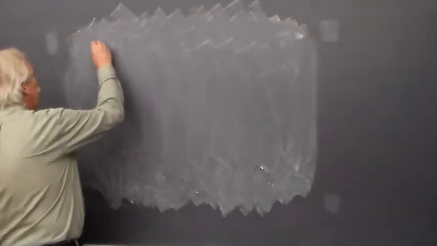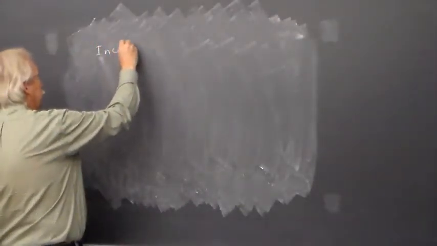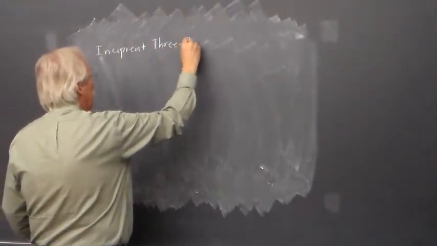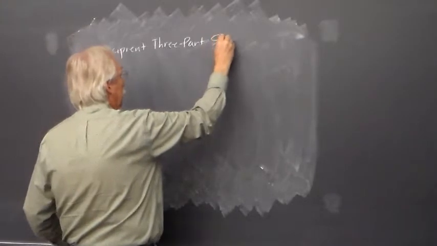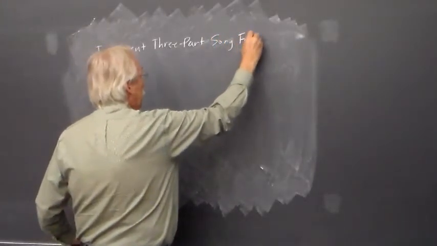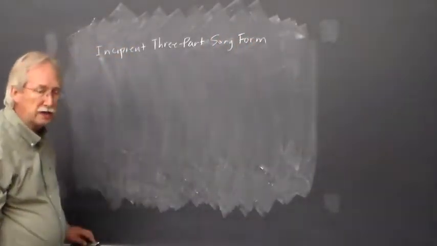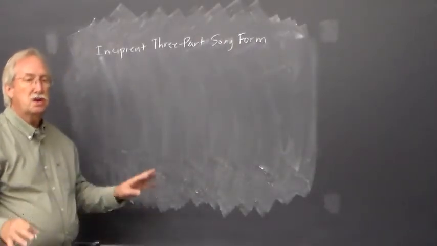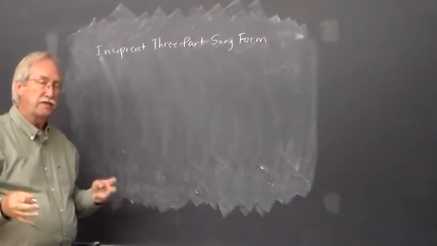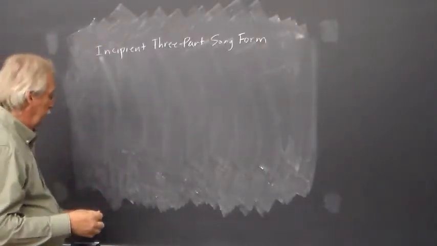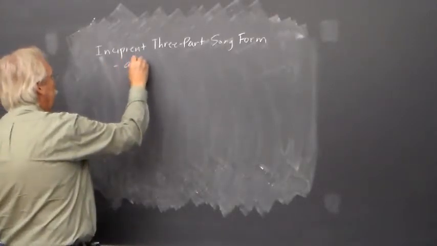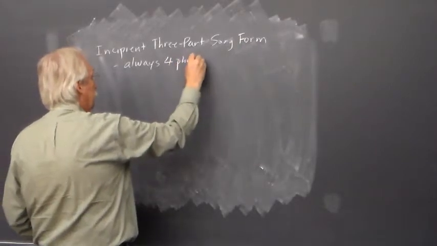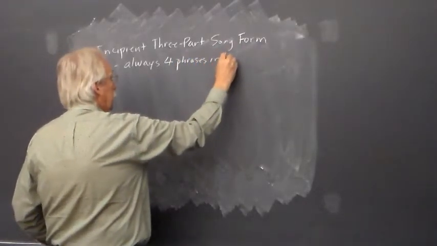All right, the next type is incipient 3-part song form. This is the only one that is always 4 phrases in length. So it's the most specific of any of these song forms. So we'll put here always 4 phrases in total.